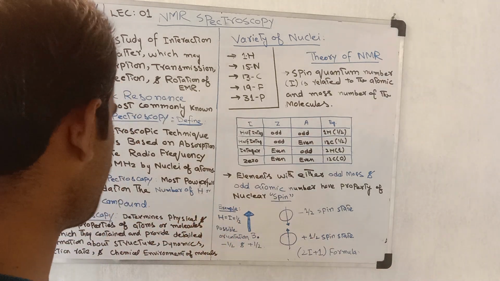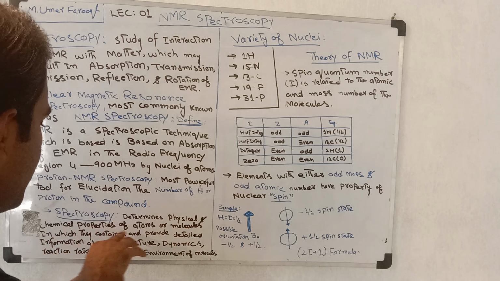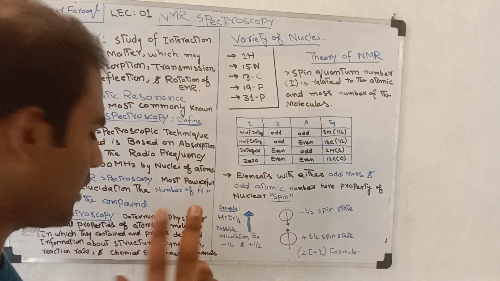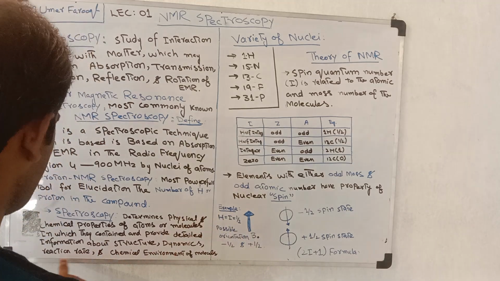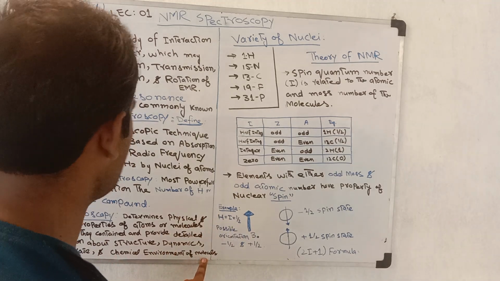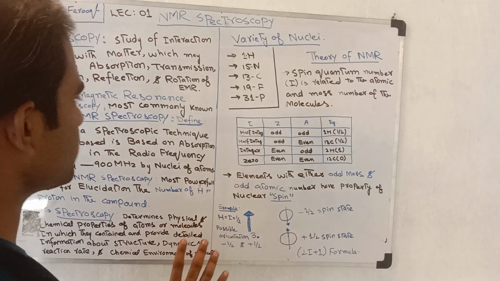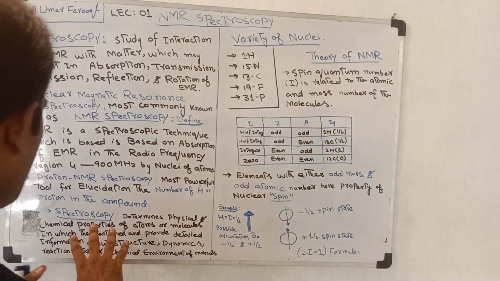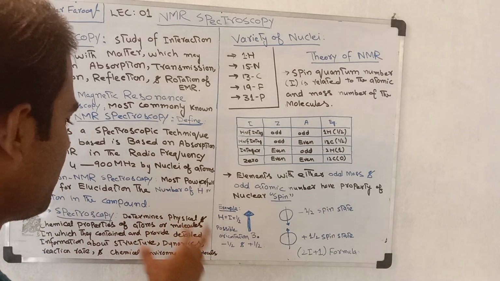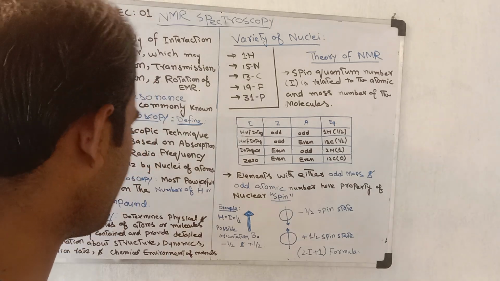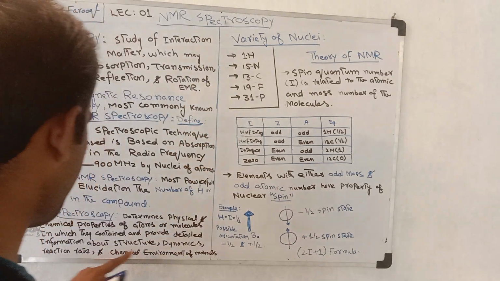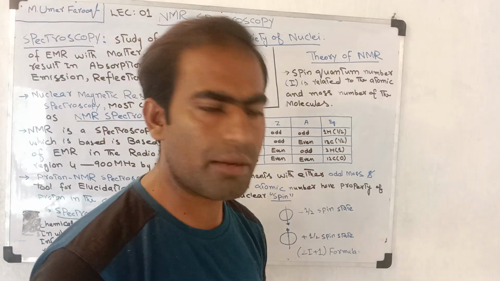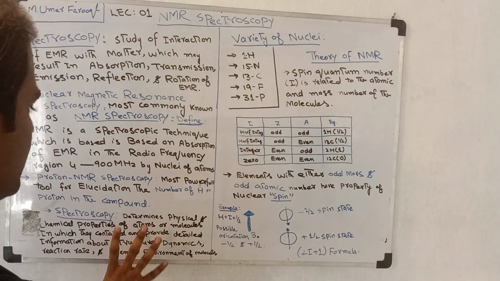What is the main function of spectroscopy? It determines the physical and chemical properties of the atoms or molecules, and provides detailed information about structure, dynamics, reaction rate, and chemical environment of molecules. So why do we study spectroscopy? Spectroscopy provides this type of information: the physical and chemical properties of the atom or molecules, and also information about the structures, dynamics, reaction rate, and chemical environment of molecules under study.